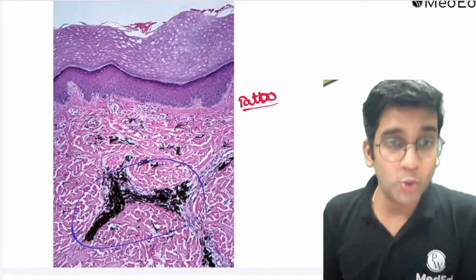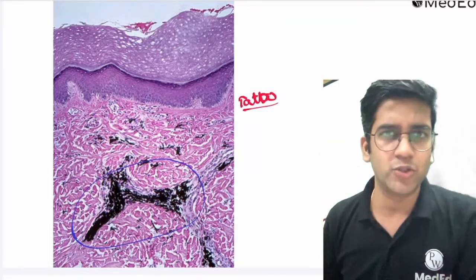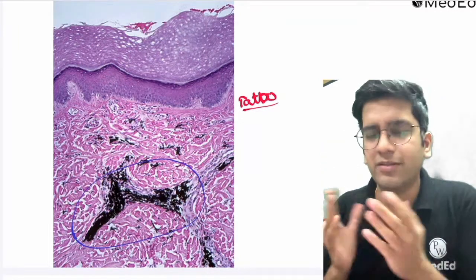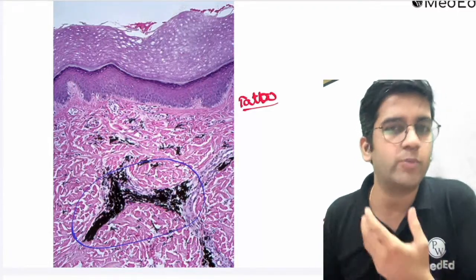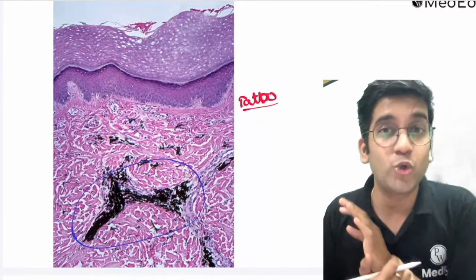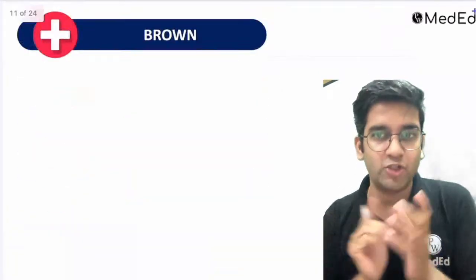So tattoo pigment also will be deep in the dermis. It will be black in color, can be in the epidermis also, right? This might not come in an example, but you have to keep in mind, if you see a black pigment in the skin, most likely it will be tattoo, because it is very unlikely for coal to enter or Dubin-Johnson pigment to come to the skin biopsy, fine? Last but not the least, brown.